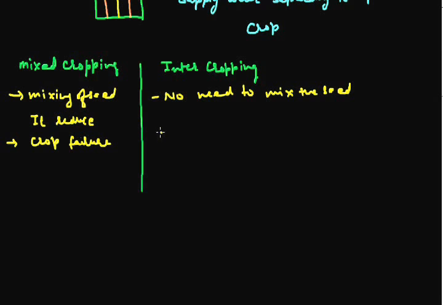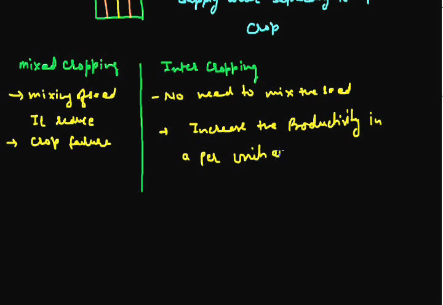While in the case of intercropping, it is more important for increasing the productivity per unit area. So these are some advantages or differences between mixed cropping and intercropping. Now we discuss crop rotation.